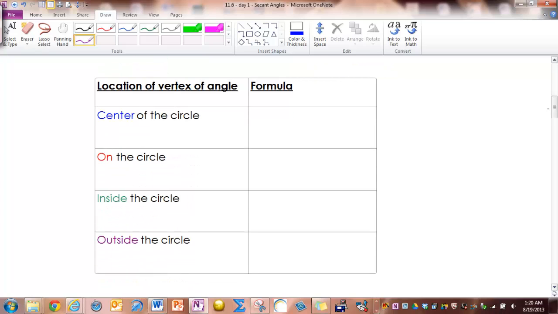Now this table will help you decide which formula you need to use that relates the angle to the arcs of the circle. Now first, if the location of the vertex of the angle is at the center of the circle, we have what we call a central angle. And in that situation, the angle is equal to the intercepted arc. Now if the vertex is on the circle, for example with an inscribed angle, or any angle whose vertex is on the circle, our formula is angle equals intercepted arc divided by 2.